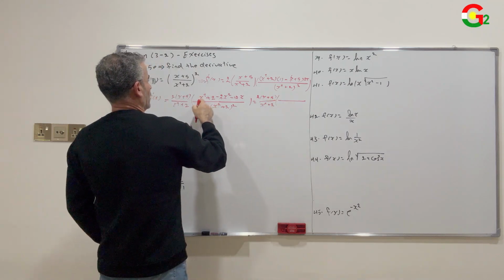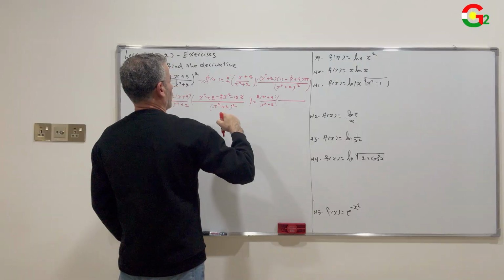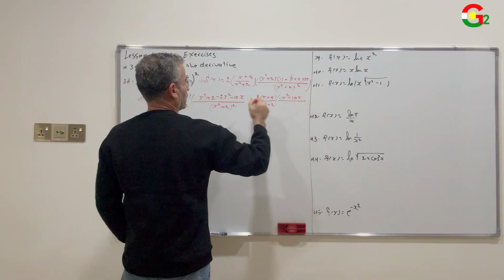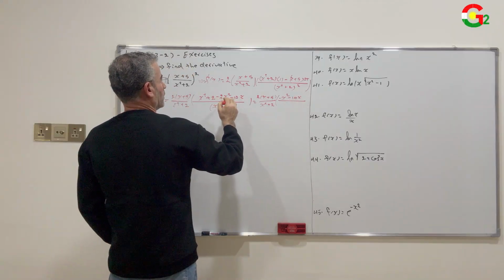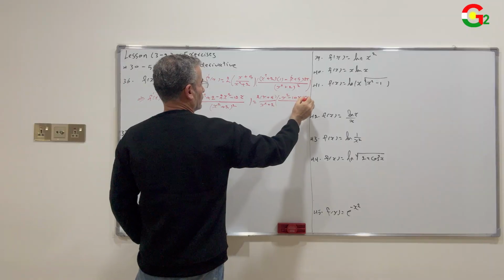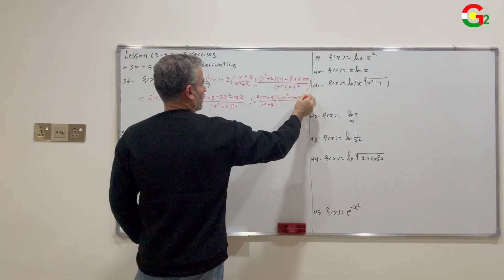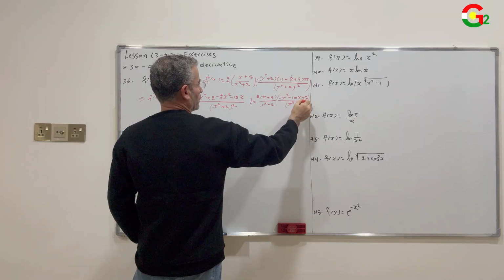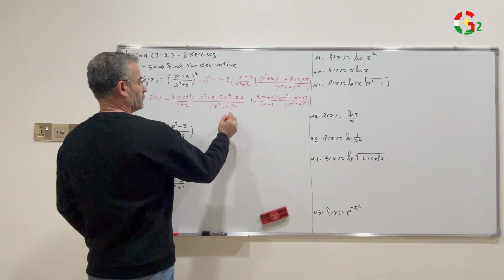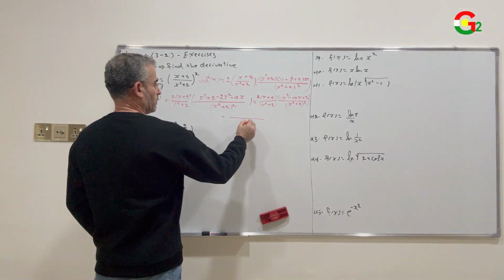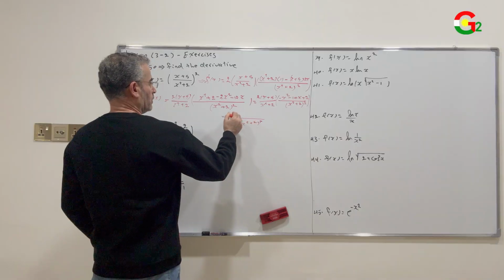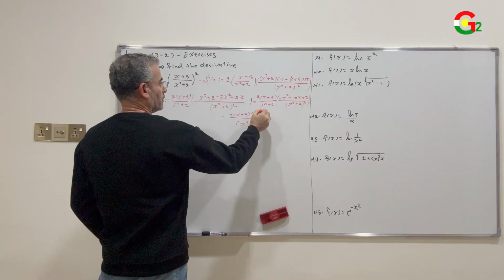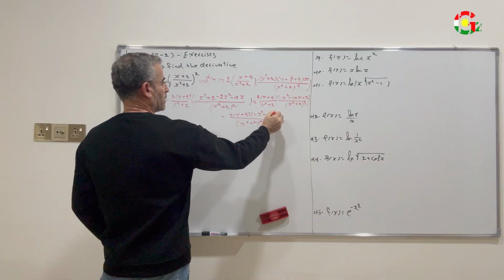times x power 2 minus 2x power 2 minus x power 2 minus 10x plus 2 over x power 2 plus 2 square, equal to x power 2 plus 2 cube, 2x plus 5 times negative 2x square minus 10x plus 2.